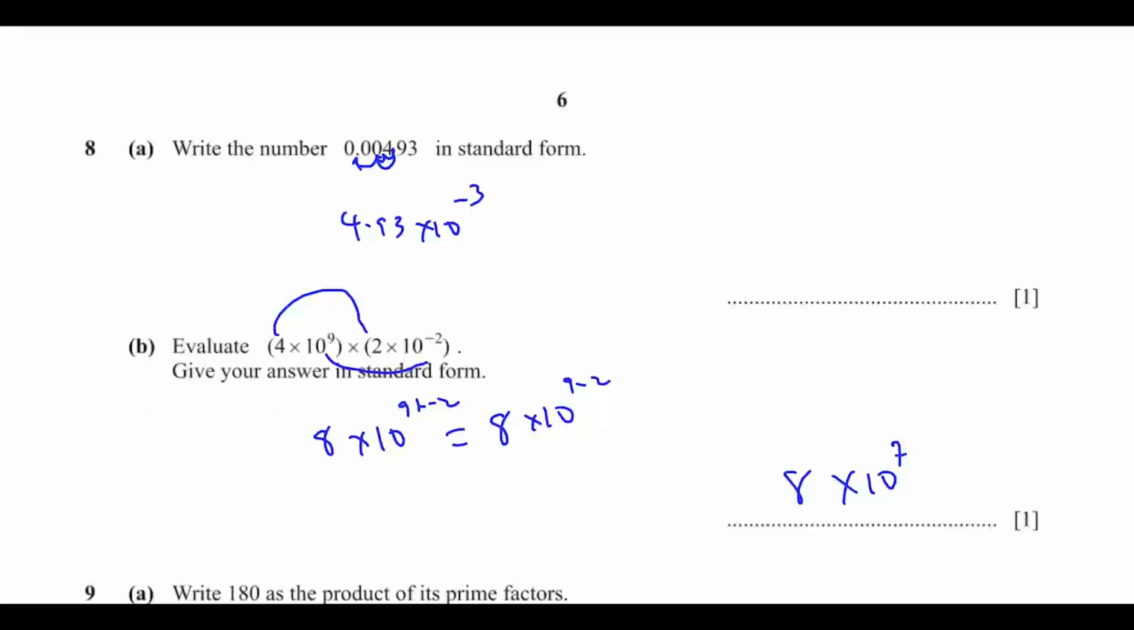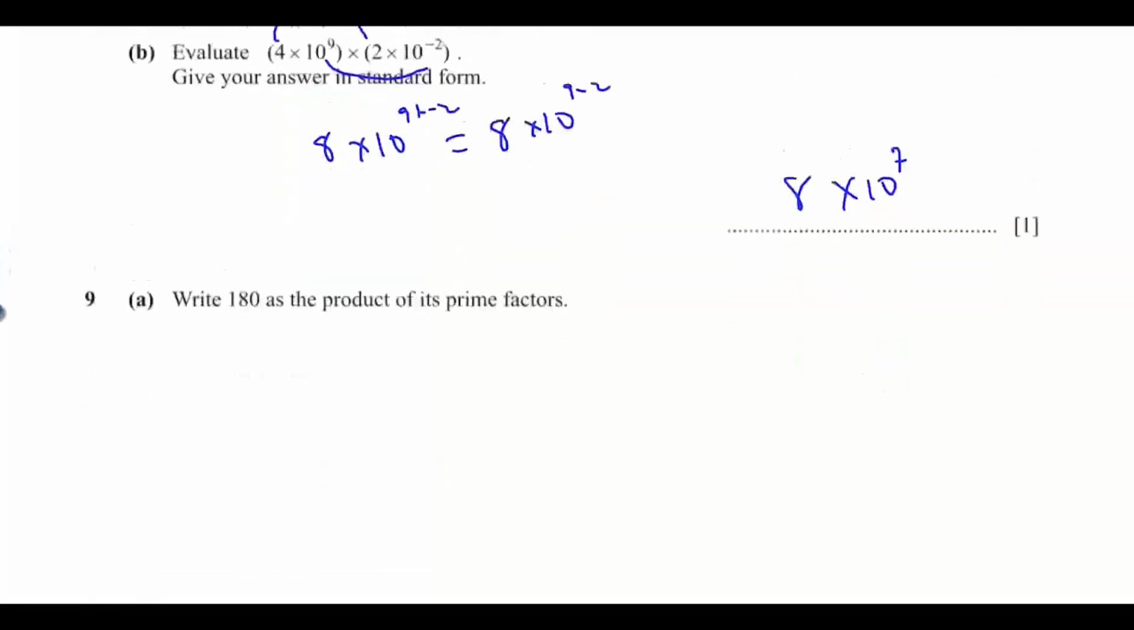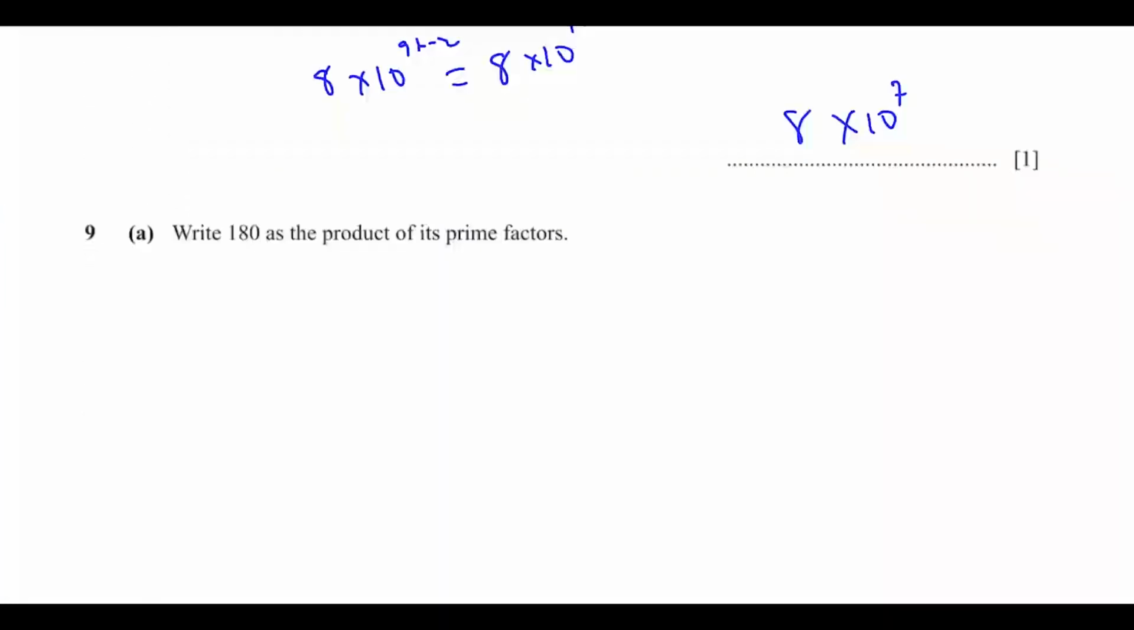So let's go to the next question. Oh sorry, I think I saw 9. Yes, okay, let's scroll down. Question 9. Write 180 as the product of its prime factors. Okay, so you can just split 180 into 18 times 10. Then let's split 18. That will be 2 and 9. So let's split 10. That will be 2 and 5.